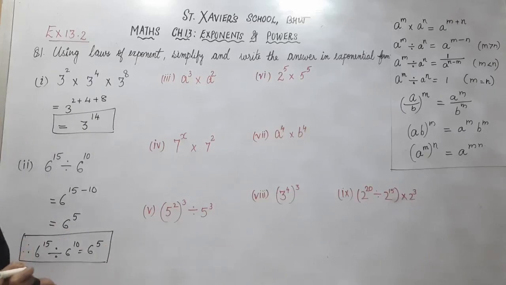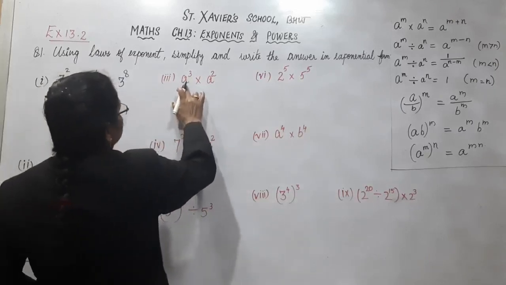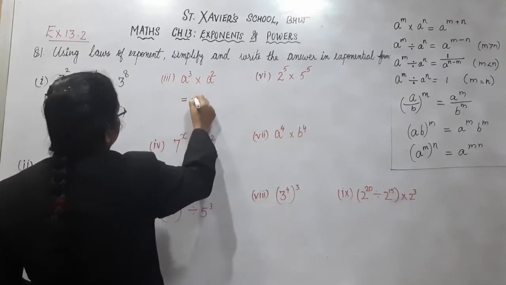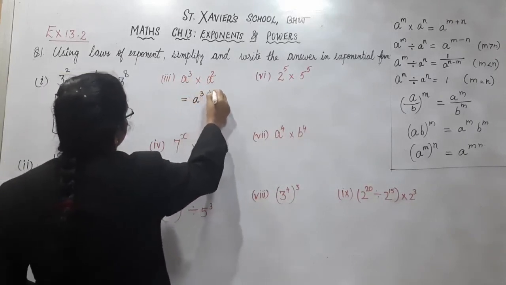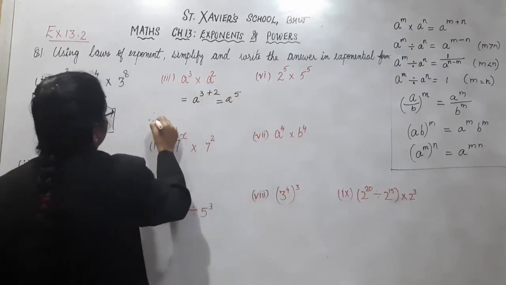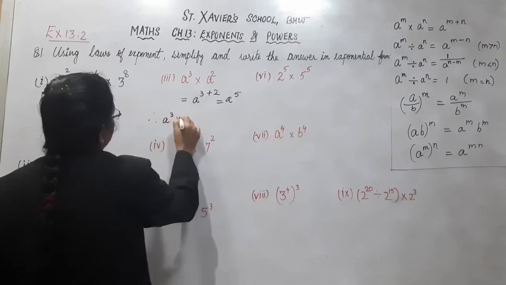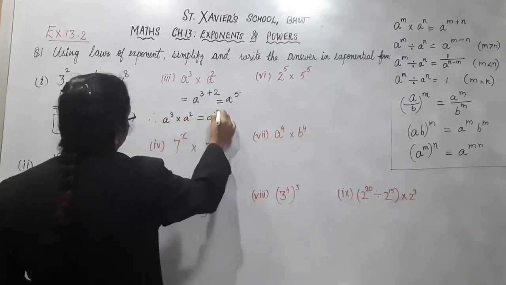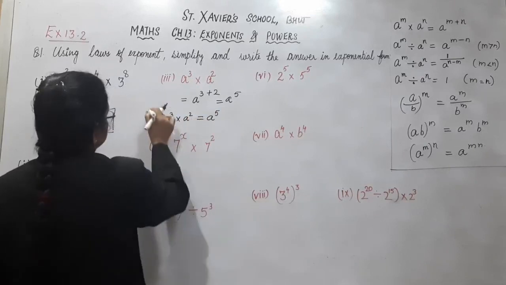along with the question. Third question, a raised to 3 into a square, that is equal to a raised to 3 plus 2, is equal to a raised to 5. Therefore, a raised to 3 into a raised to 2, or a square, is equal to a raised to 5. That is the answer.